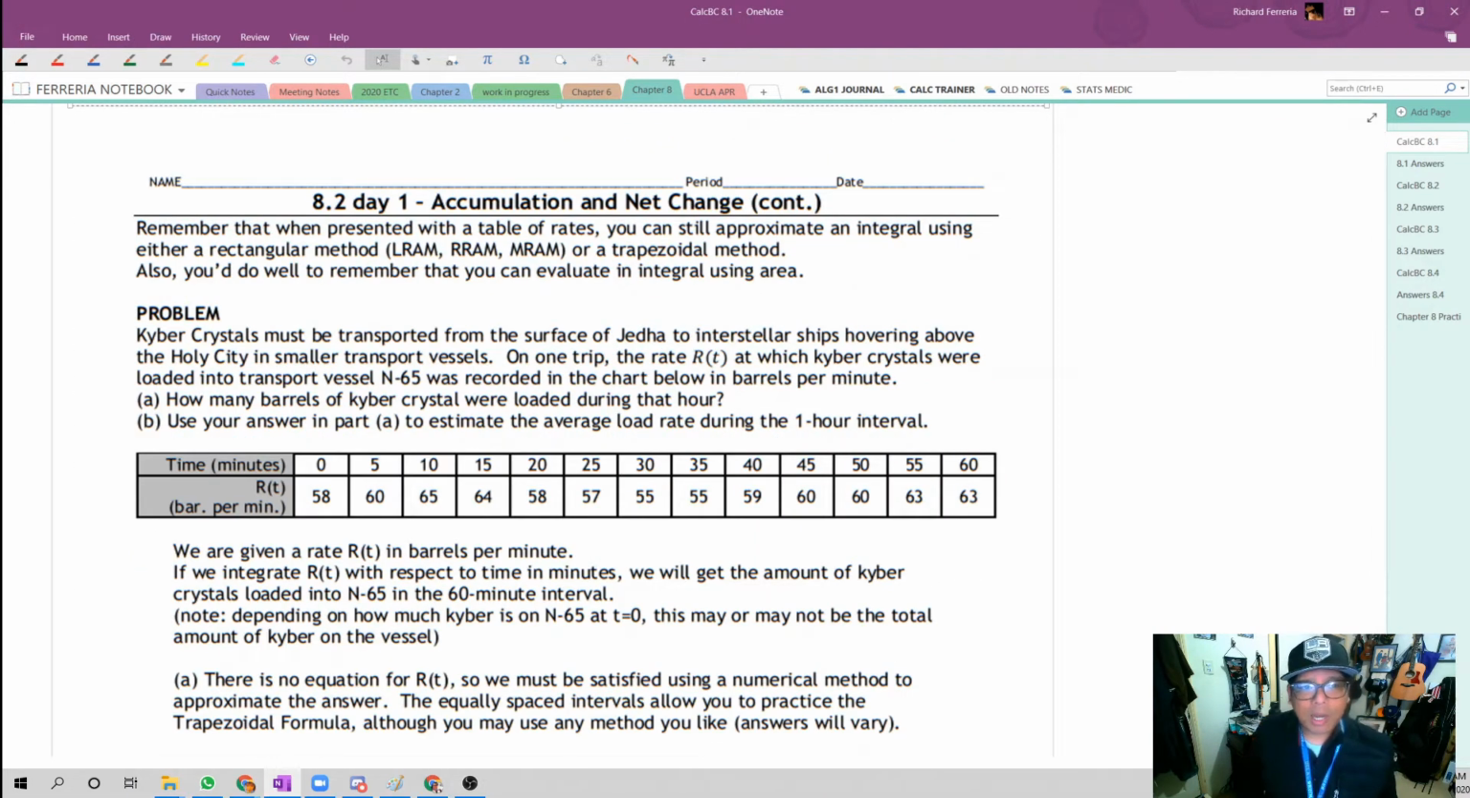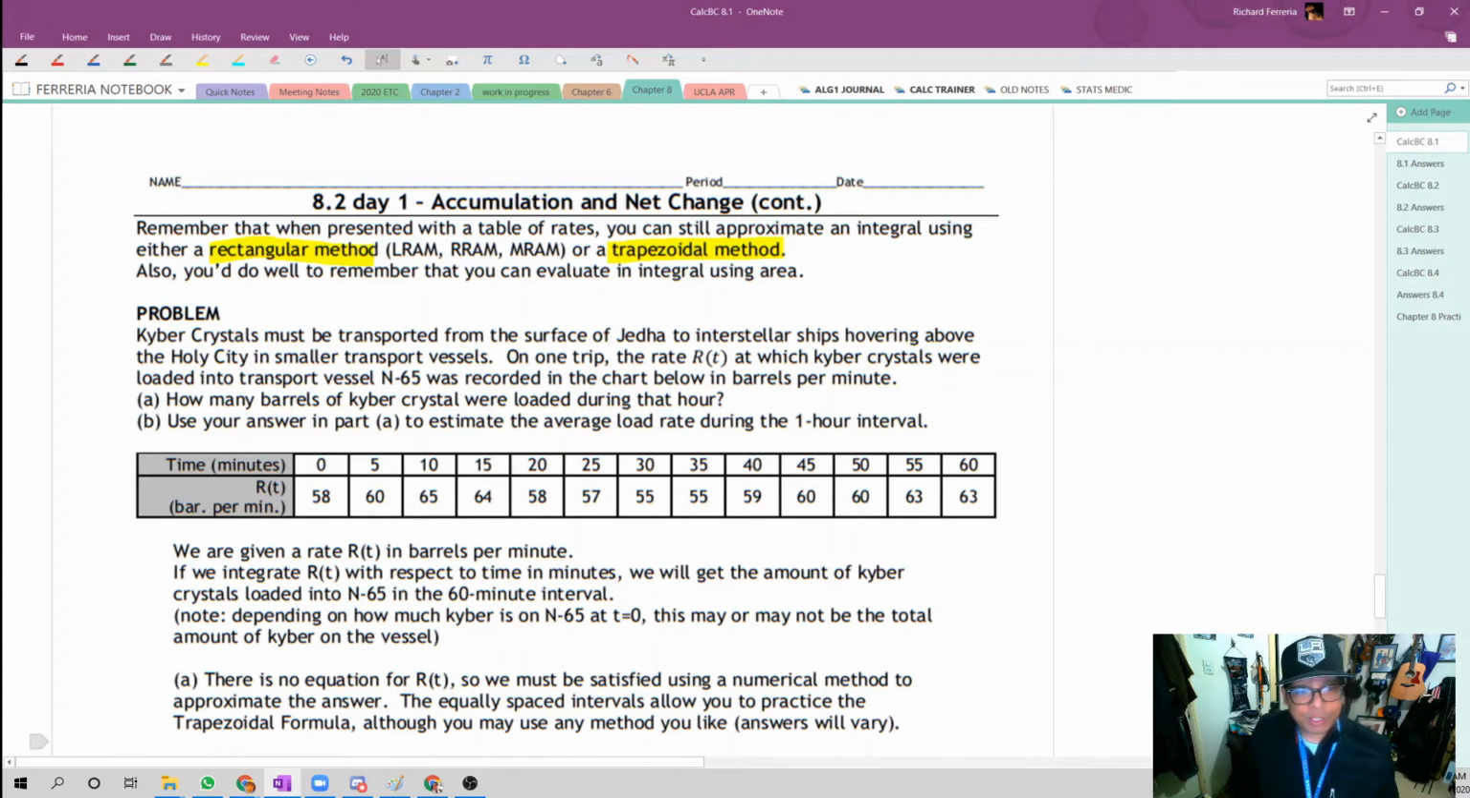Since we're just talking about how the antiderivative and integrals are used, we can use any of the methods we've met so far to evaluate those integrals. And just as a reminder, we have the rectangular methods and the trapezoidal methods for estimating the value of integrals. This is what you would do if you do not get a function to integrate. So we're going to look at this problem over here.